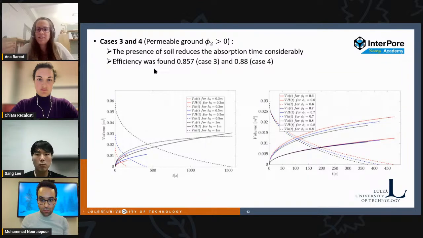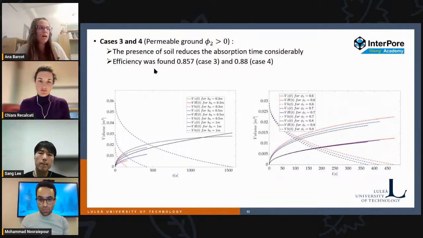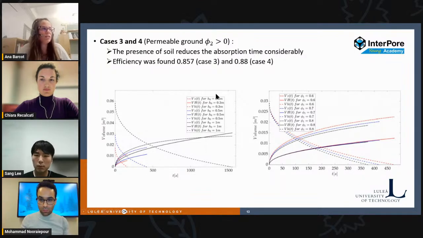Of course, as expected, we expect that the presence of soil will reduce the absorption time considerably, but the question is always how much exactly. You can see that for 0.5 meters of initial pond depth, the absorption time is significantly lower, and also the same when we vary the porosities.